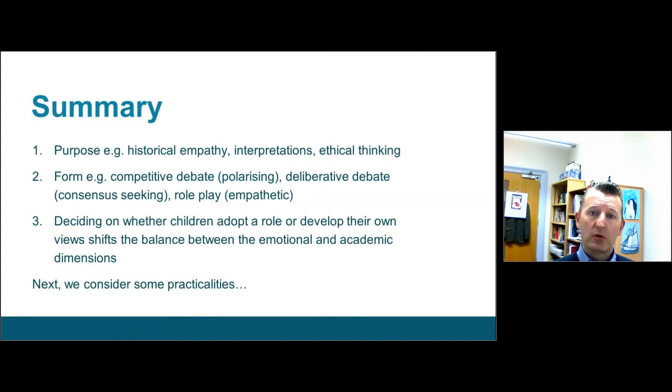But on other occasions, you might want children to use the debate as a way to stake out what they really think themselves about a topic, in which case you want them to find the right side that represents their interests. So these decisions have a potentially significant bearing on the emotional content, and therefore the kind of experience that children are going to have. So having said that about form, we'll move on now and look at some of the really micro practical points to consider when you're planning a debate lesson.